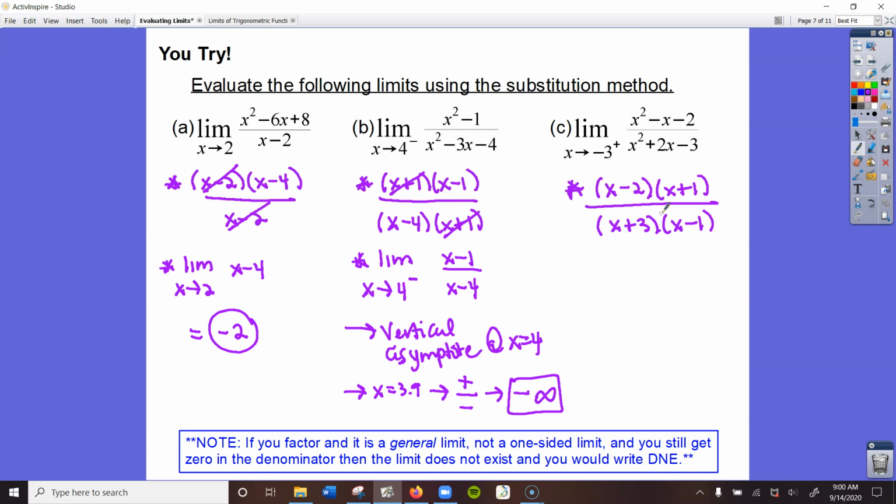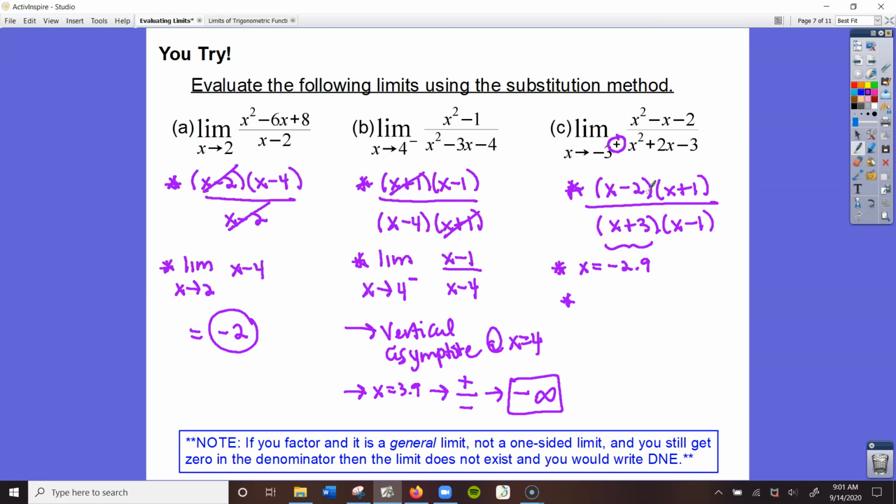Nothing cancels here. Therefore, if I were to try to plug in that negative 3 right here, I would end up getting 0 in the denominator, meaning that x is equal to negative 3 is a vertical asymptote. So we have to do the same thing we did for the previous problem. We're going to plug in a number that is slightly to the right of negative 3. So I am going to plug in x is equal to negative 2.9, and I'm going to take note of the signs for the numerators and the denominators so that I know which infinity my function is approaching.